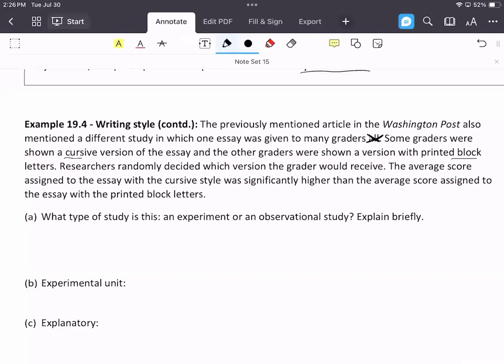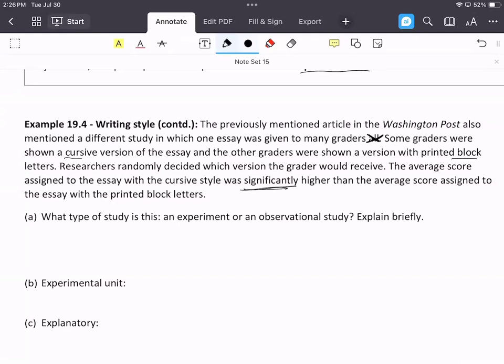Researchers randomly decided which version the grader would receive. So the grader didn't get a choice in which one they would receive. So if they really preferred to read the block printing, that's taken out of the equation because they are randomly assigned one of the two. The average score assigned to the essay with the cursive style was significantly higher than the average score assigned to the essay with the block print. Interesting. So it was still higher.